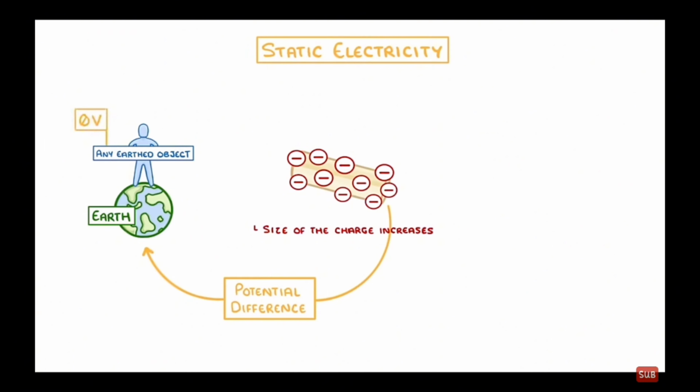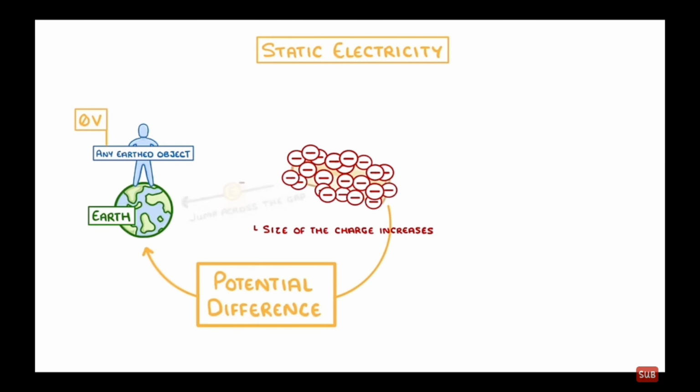If the potential difference between the charged object and the earthed object gets large enough, then electrons can jump across the gap. And that jumping of electrons is what a spark is.